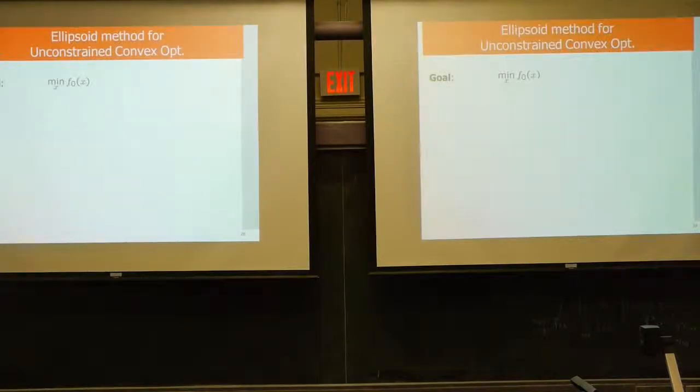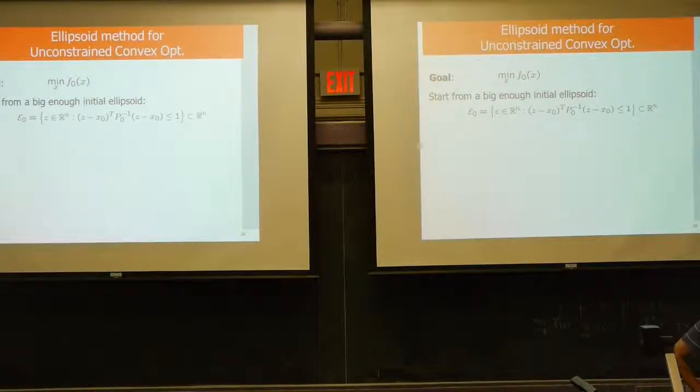So let's move on. Now we discuss a more general problem using the ellipsoid method. Here, we want to minimize a function f naught, which can be a general nonlinear cost function. In the previous case, it was a linear cost function. And we do the same thing: we assume that there's an epsilon naught set, which is big enough in the sense that the optimal solution x star of our problem will be in this epsilon naught ellipsoid.